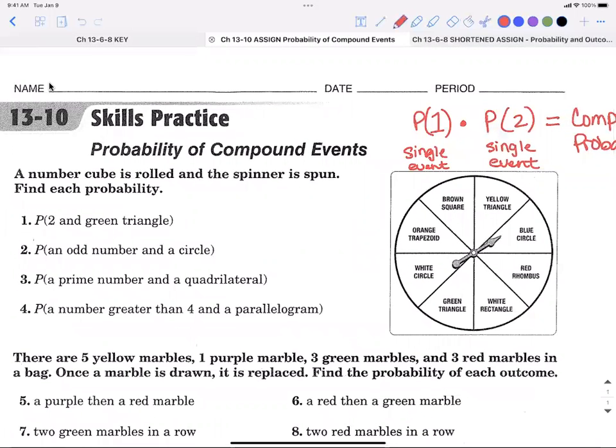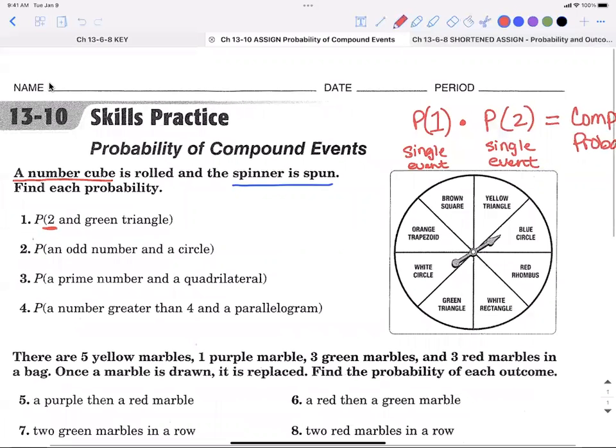So if you look here, we are rolling a number cube and we are spinning a spinner. When we roll a number cube, what is the probability of rolling a 2? Well, there's a 1 out of 6 chance. Then spinning a spinner, again, we look at that as a single event by itself. If we spin a spinner and get a green triangle, there's only one green triangle space out of 8, so that is 1 out of 8. Then you multiply across the top, you get 1, multiply across the bottom, and that is your compound probability for that event.